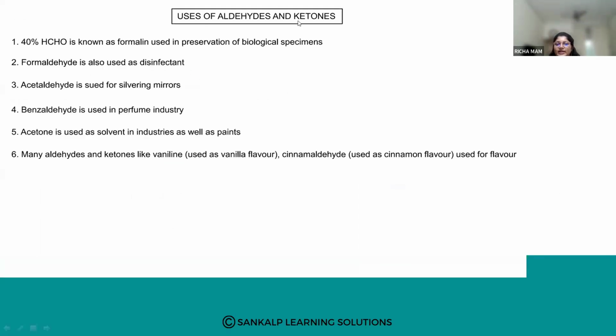So what are the uses of aldehydes and ketones? 40% formaldehyde is known as formalin, used as a preservative of biological specimens. You might have seen in the biological lab, there are different specimens. How do these specimens stay like that? Because you are using formalin, the biological specimens remain as they are. They do not get spoiled or give any bad smell. Formaldehyde is also used as a disinfectant.